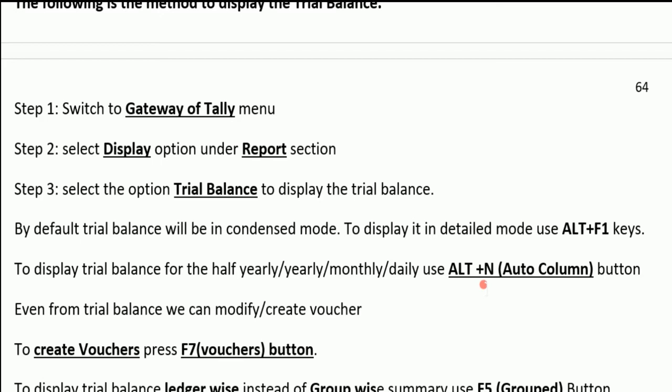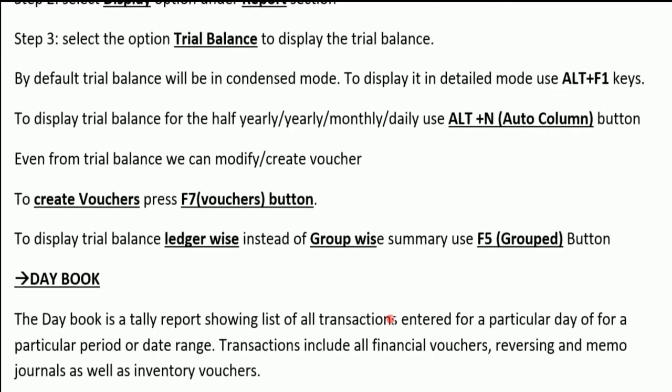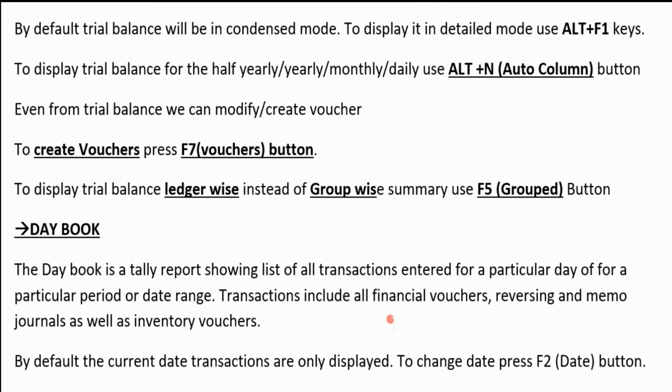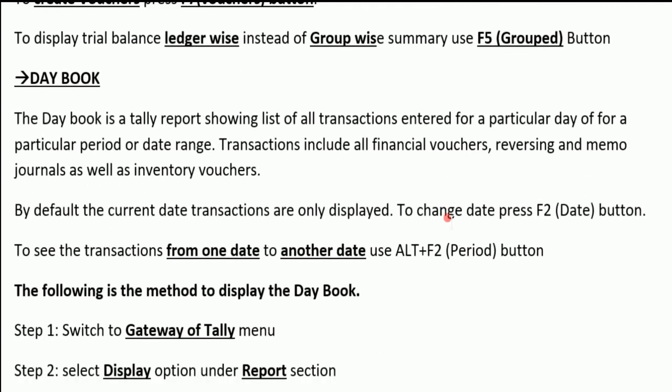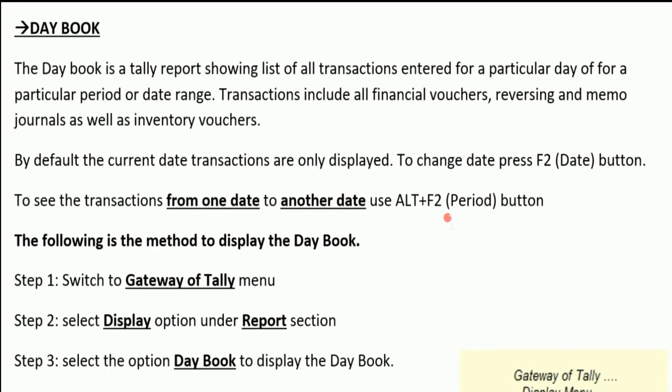Even the trial balance we can display yearly, monthly, on a daily basis using Alt plus N, that is the auto column button available on the vertical button bar on the right side. And you can even display the trial balance ledger wise instead of group wise, summary, by using some buttons which are available in the vertical button bar of the trial balance.